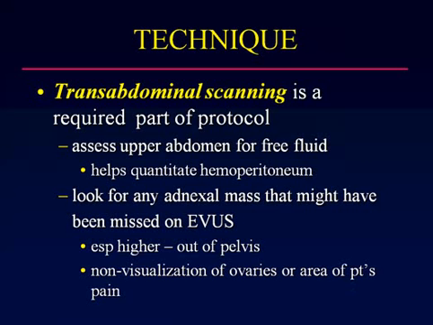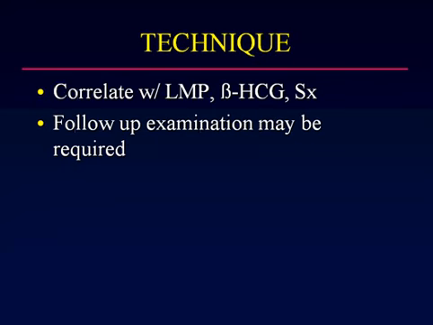This is extremely important in terms of determining the hemodynamic stability of the patient. In addition, you want to use transabdominal scanning to look for any adnexal mass that might have been missed on endovaginal scanning, particularly masses that are higher, perhaps displaced out of the pelvis. And anytime you've not been able to visualize the ovaries or the area of the patient's pain on endovaginal exam, it is worth looking with transabdominal imaging in order to more fully appreciate the upper pelvis and the adnexa.